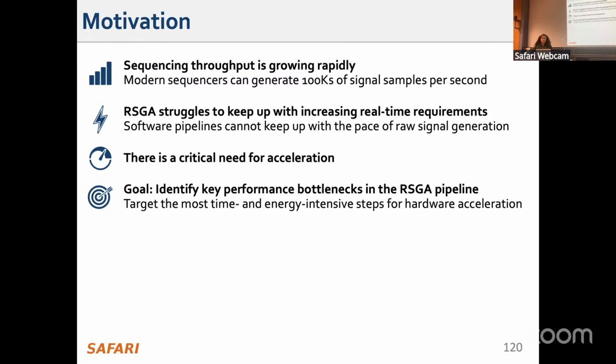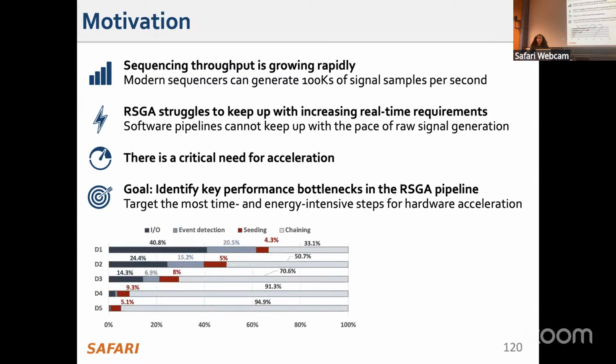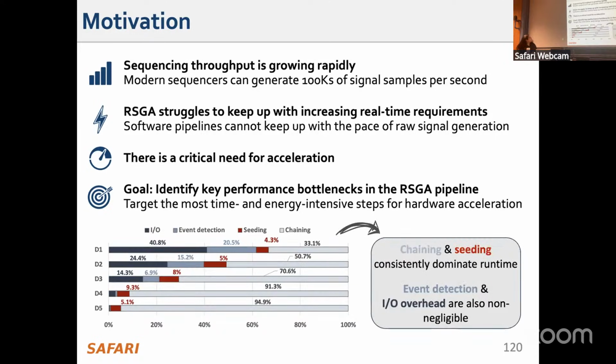Anyway, okay, there's a critical need for acceleration, and the goal is to identify the key performance bottlenecks in the RSGA pipeline to target the most time and energy intensive steps for hardware acceleration. Here is some breakdown. You can see I/O, event detection, seeding, and chaining. Chaining and seeding consistently dominate runtime, and event detection and I/O overhead are also non-negligible in some cases.